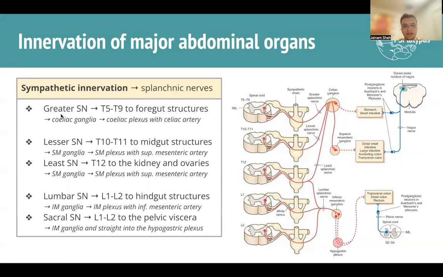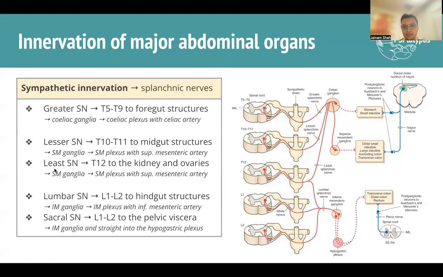We've got the greater splanchnic nerve, which comes from T5 to T9, and that's going to supply all of your foregut structures. That goes from the greater splanchnic nerve into the celiac ganglion there, through the celiac plexus, which is what this represents, and it actually travels along with the celiac artery. So all of them sort of make sense together. The lesser splanchnic nerve, T10 to T11, supplies all of your midgut structures. It goes through the superior mesenteric ganglion, through the superior mesenteric plexus, and it goes with the superior mesenteric artery. So again, they all link up together.